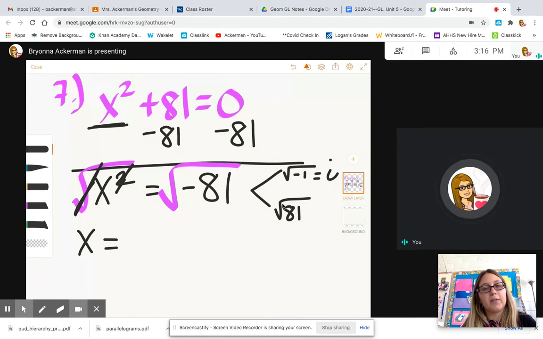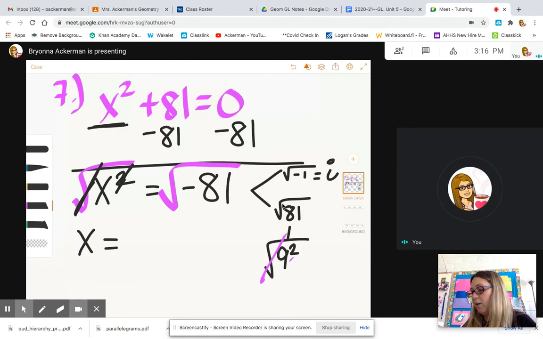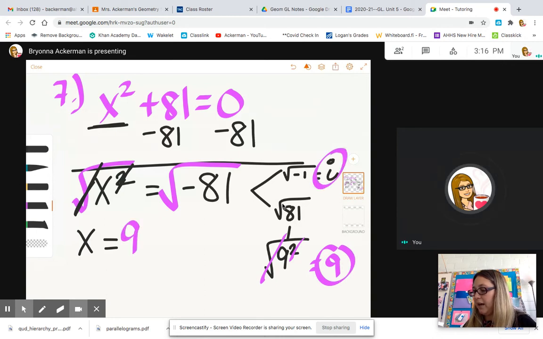And what's nice about the square root of 81 is that's one of our perfect ones. So this breaks down into 9 squared. And again, if I take the square root of a squared, it goes away, and I'm just left with 9. I put those two together, and so x equals 9i. Okay. That's your final answer.